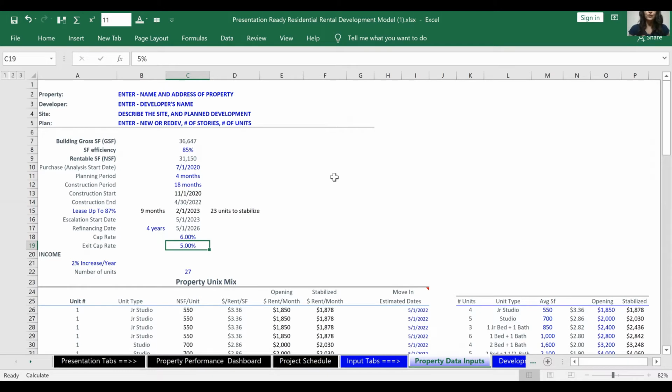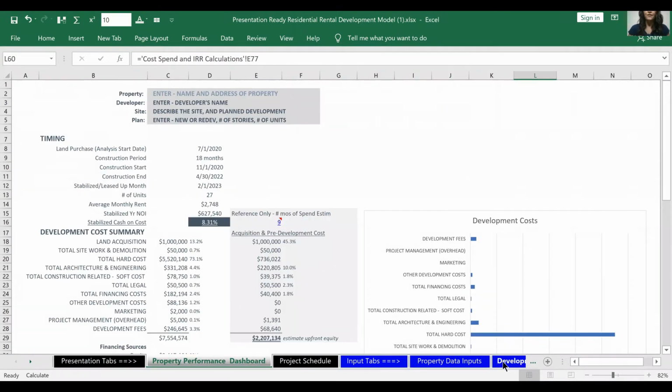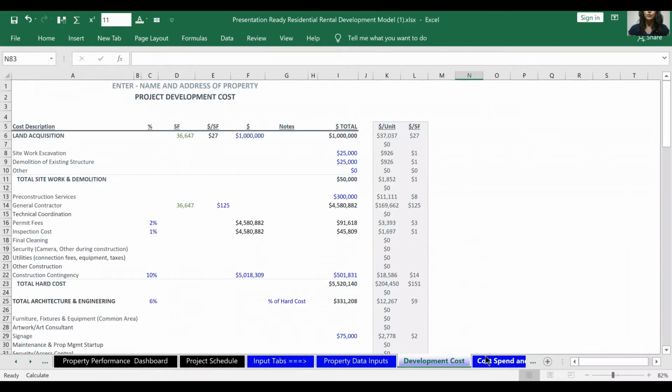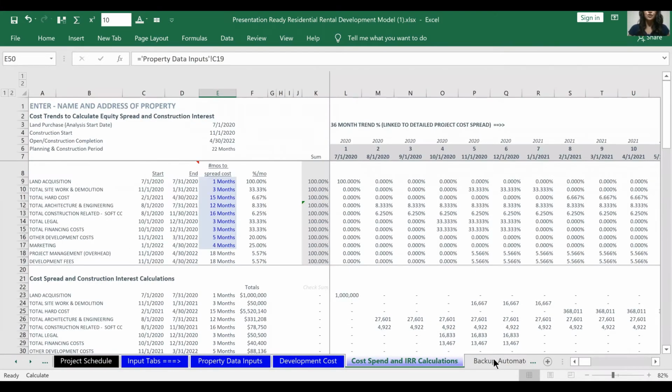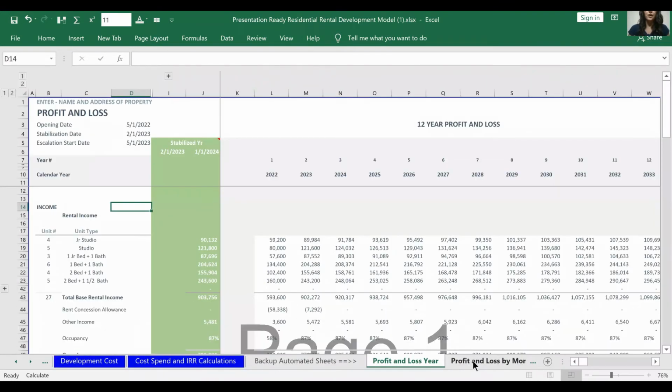So first we're going to go through these blue tabs, which is all the input tabs. Then you're going to have your tabs that you're going to show to investors or even internally for presentations. And then we're going to go into our more detailed cost spreads and things like that that show the backup of profit and loss by year and by month. So let's get started with the input tabs.